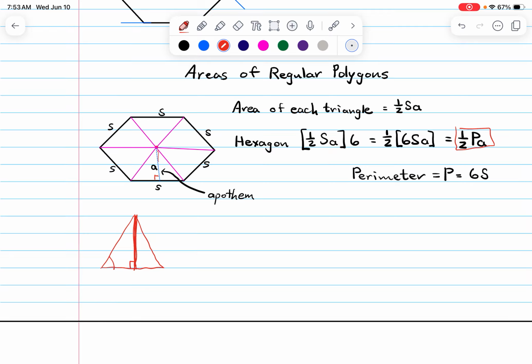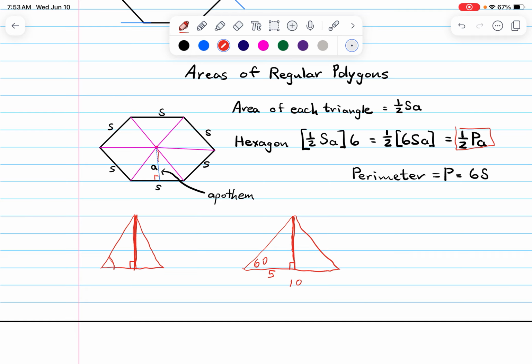So if you know S and you know an angle, you can put that together. Let's suppose that we know that this is 60 degrees right here, and let's suppose that S is 10. Then this over here would be 5. And what we have here is a 30, 60, 90 triangle. So we know the apothem.